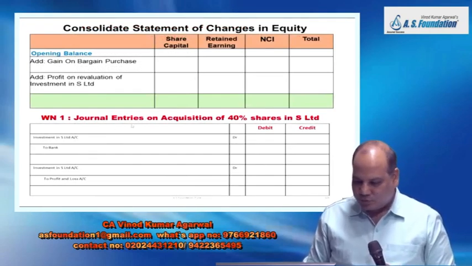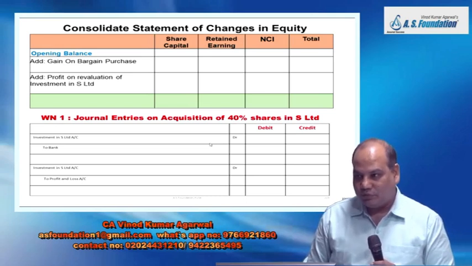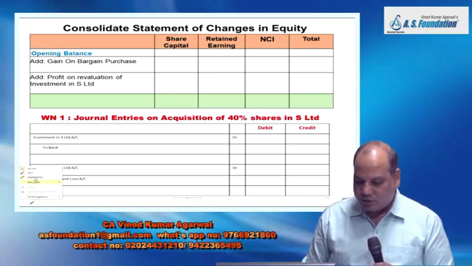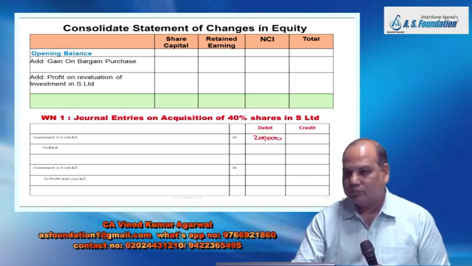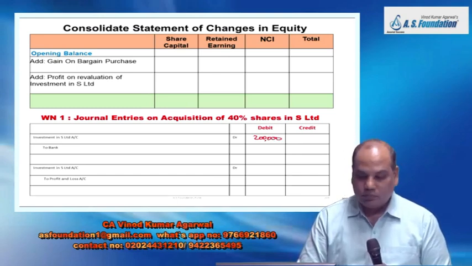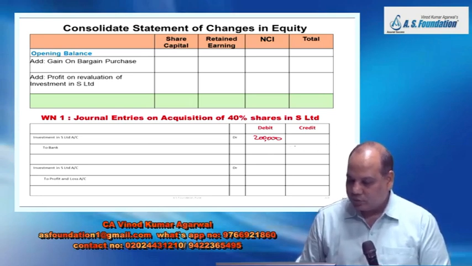First, you come to these journal entries. On the date of acquisition, I will pass two journal entries. One, purchase of investment. So write investment in S Limited account debit 2 lakh, to bank account 2 lakh. You are writing in lakhs, so just write 2. All figures will be written in lakhs.